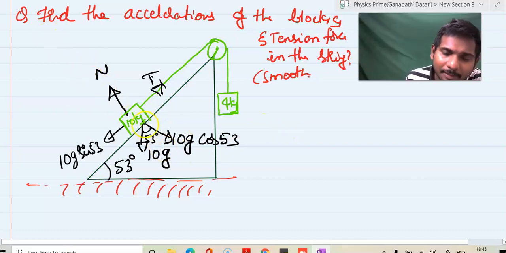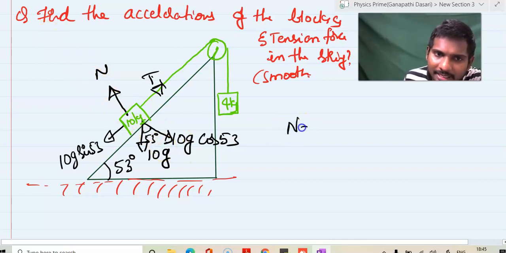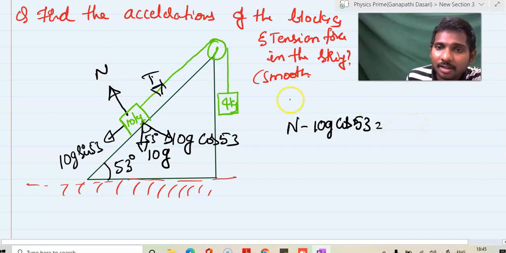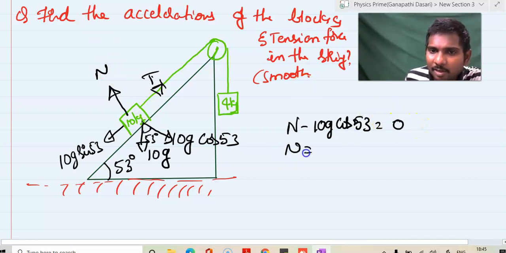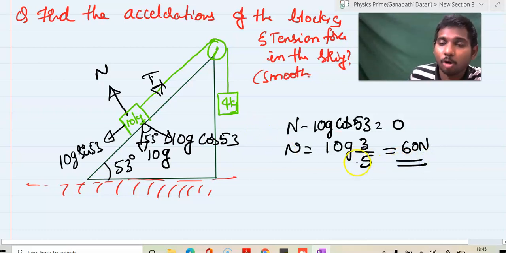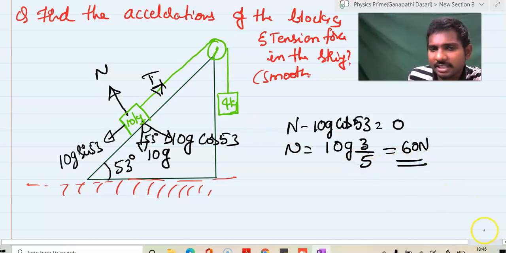If we solve this block, there will not be any motion perpendicular to this inclined plane. That means N minus 10g cos 53 should be equal to 0. Mass into acceleration in that direction should be 0. That means N is equal to 10g cos 53. 10g cos 53 is how much? 3 by 5, 5 twos are 10, 6g, that is 60 newtons. It is not required in this question, but I solved it. This N is equal to 60 newtons.